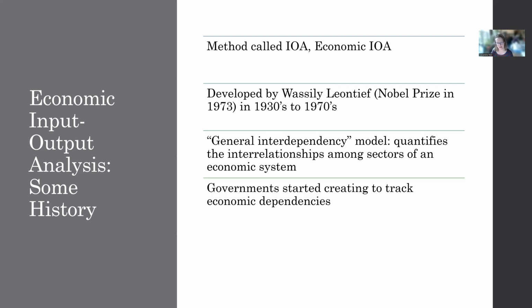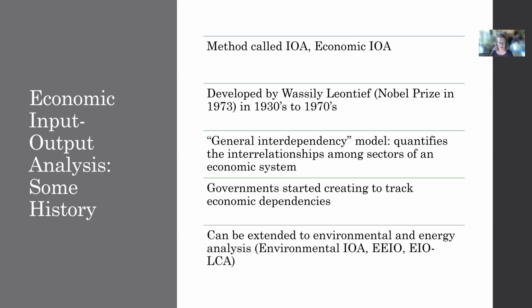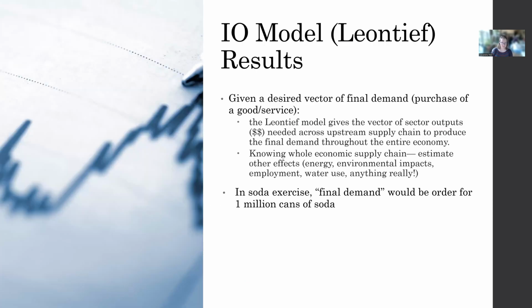Governments started creating EEIO models to track those economic dependencies. And then you can basically take those economic dependency data sets and extend them into other analyses, like how much energy is being used or what's the environmental impact of all those different things. And so that's basically how this model works.